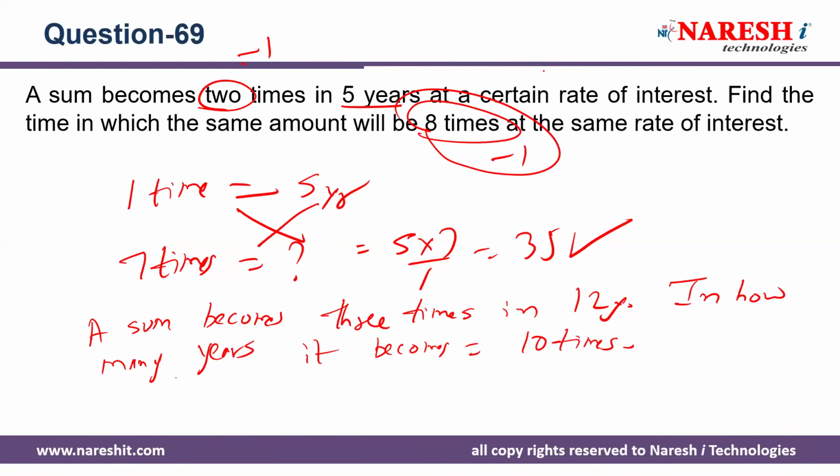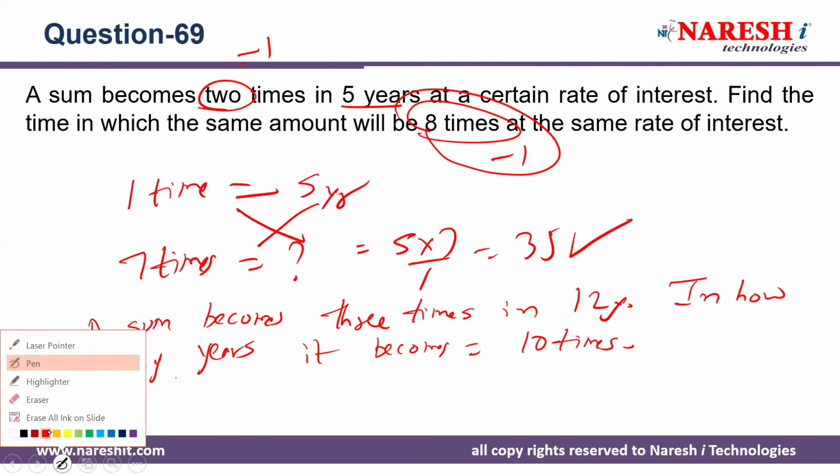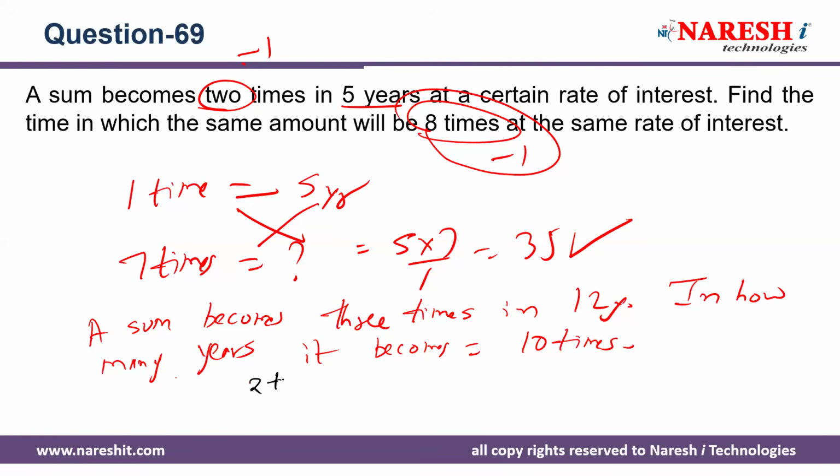54. Let's check the answer. Sum becomes 3 times, so you have to write 2 times. 2 times is 12 years. 10 times means 9 times. So 12 into 9 by 2, 54. Correct answer. All of you clear with this concept?